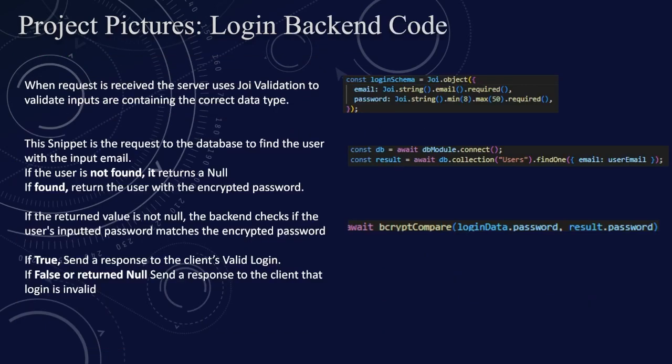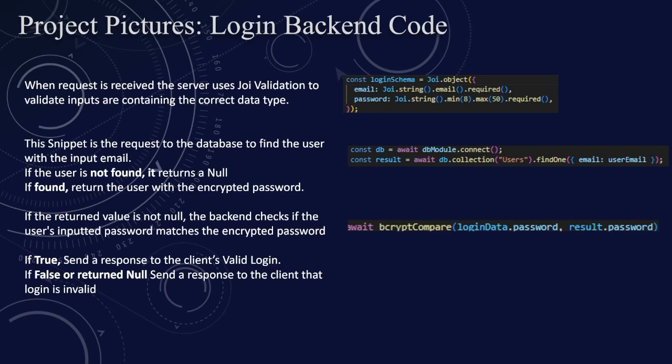The login backend code. This is some examples of the code that I used. The first thing on there, on the right, the first picture, is a Joi schema. Joi is used for validating the form data from the front end. You can see that it accepts an email and a password that are both required, and the password requires a minimum of 8 characters and a max of 50. They're both strings.